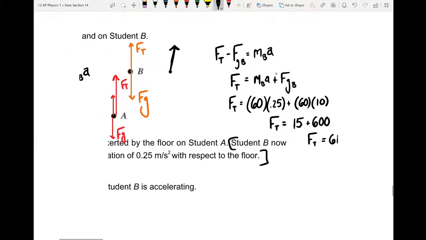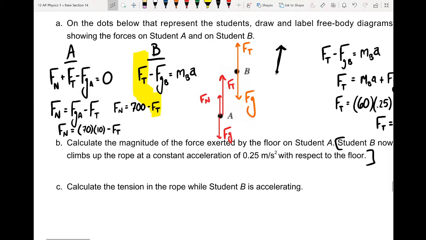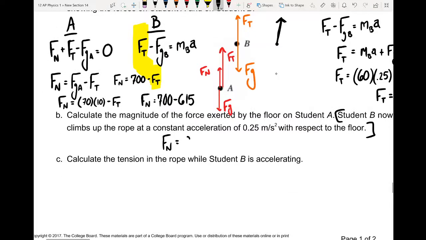Okay, so now we know the tension, and we can plug it in over here. We said Fn is equal to 700 minus the force of tension, so minus 615. So Fn is going to be equal to 85. So Fn, our normal force, is equal to 85 newtons.